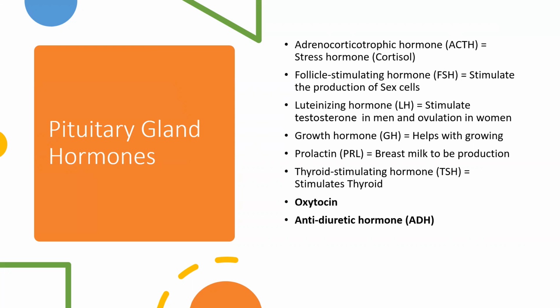Growth hormone helps with growing. That's pretty obvious. Prolactin helps with breast milk production and a couple other things, but that's what we need to know. Thyroid stimulating hormone helps stimulate the thyroid. The two bolded things, oxytocin and antidiuretic hormone, are made by the hypothalamus, but they are released by the posterior pituitary gland.